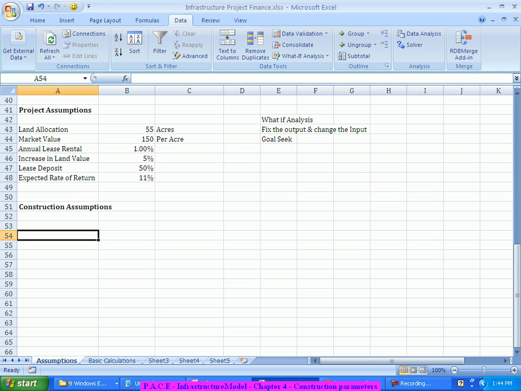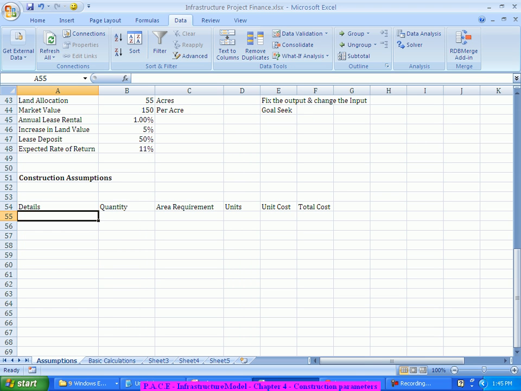So we'll put it as details and quantity. Probably we may have some quantity at some locations. The area requirement, then units in case something is there, unit cost, and probably we can put the total cost also here, which would be a computation element. So we'll see if any other columns are required. We'll simply add those columns.